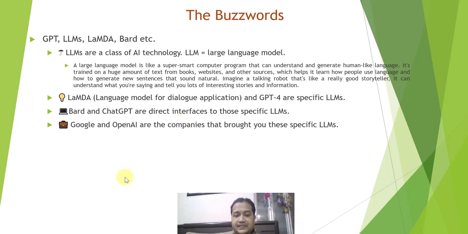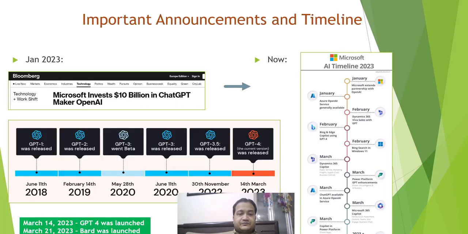Bard and ChatGPT. As I said, ChatGPT is nothing but an interface to the specific large language model. The large language models are GPT 3.5 and GPT-4. These are specific LLMs. Bard is again a chat interface, which has been developed by Google, whereas ChatGPT has been developed by another company called OpenAI. So, Google and OpenAI are the companies that brought you these specific LLMs.